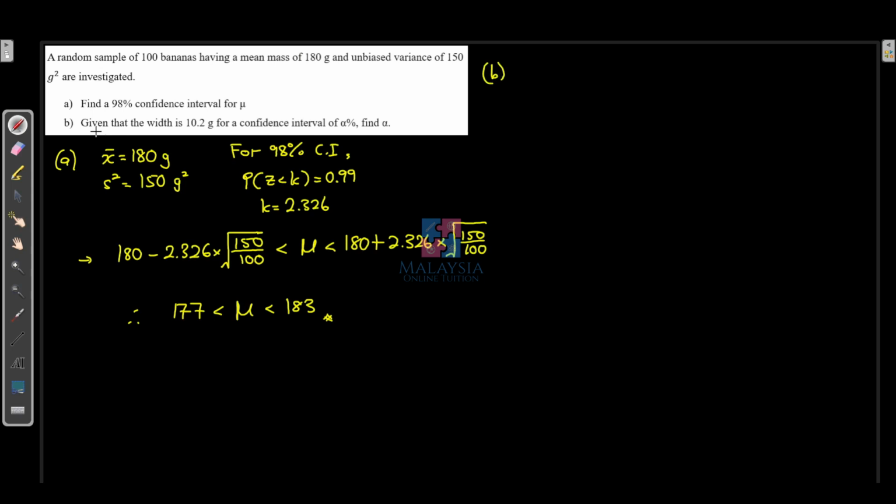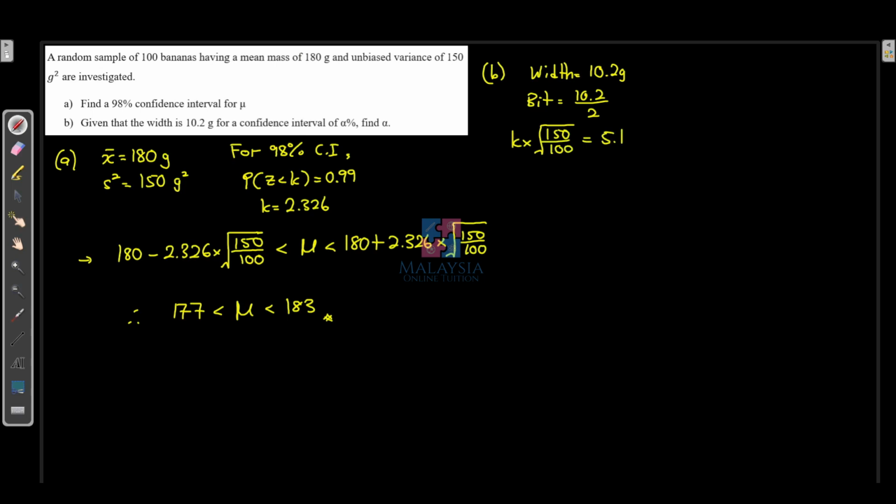For part B, given that the width is 10.2 grams for a confidence interval of alpha %, find alpha. This one, they give us the width, but they didn't say what percentage of confidence interval it is obtained from. So as usual, we start with the width, 10.2 grams, and we have to find the bit, because we know the formula for the bit. So 10.2 divided by 2. So the bit is k times square root of 150 over 100 equals 5.1.